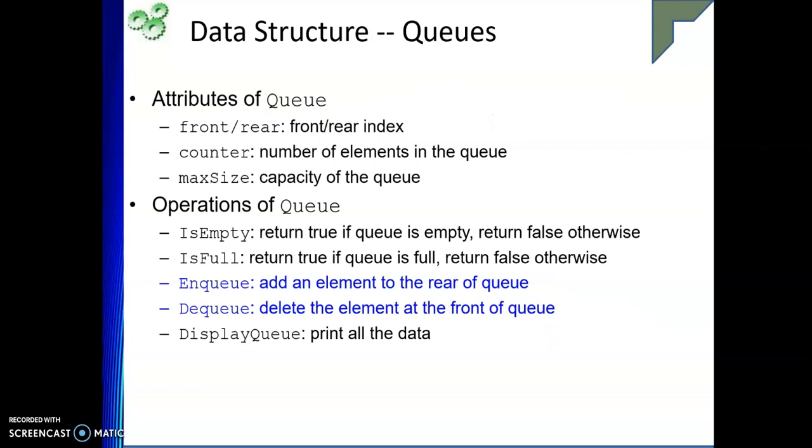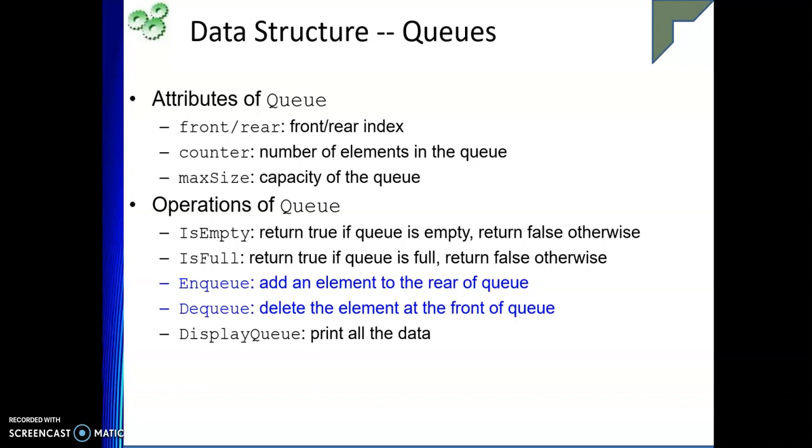So let us understand the attributes, that is front and rear. As I was saying, front represents the element that we need to remove, and rear represents the end where we are going to insert an element. And there is one that we call the counter, which gives the number of elements in the queue, if you want to know that. And the max size gives you the capacity of the queue.